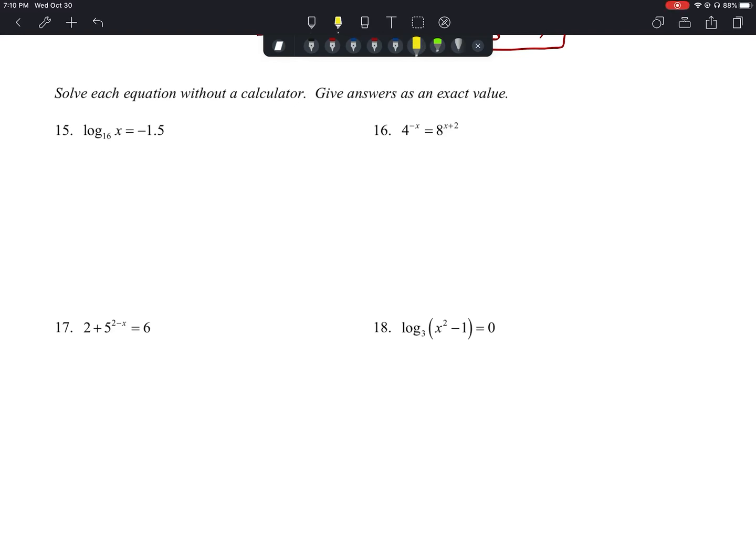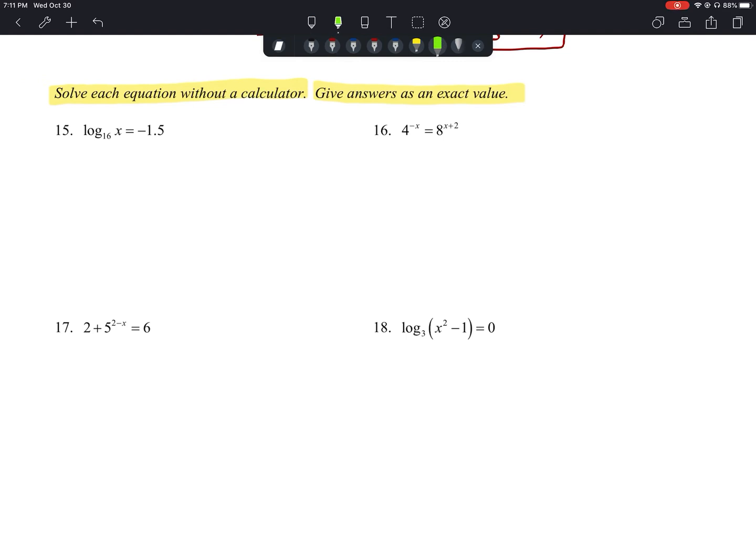Problems 15, 16, 17, and 18. Solve each equation without a calculator. Give answers as an exact value. So starting out, we've got number 15. It says log base 16 of x equals negative 1.5.